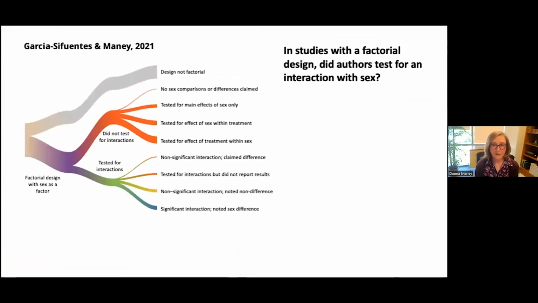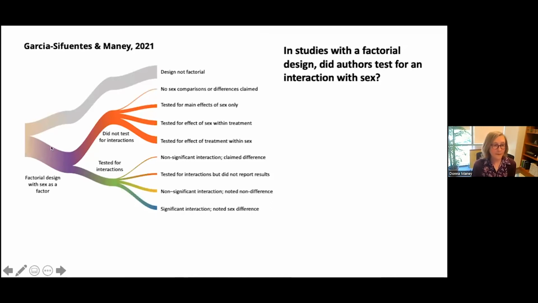So coming back to our study, we wanted to know how often authors actually tested for interactions versus making the DINS error. Of the studies we looked at, a majority did have a factorial design with sex as a factor. That's what's shown here in purple. And the gray studies up here, these were just comparing a group of females and a group of males without these other factors. That's not a factorial design, and those were not considered further here.